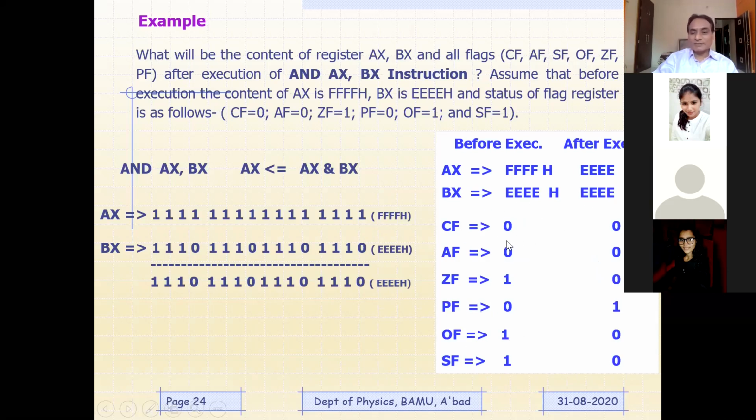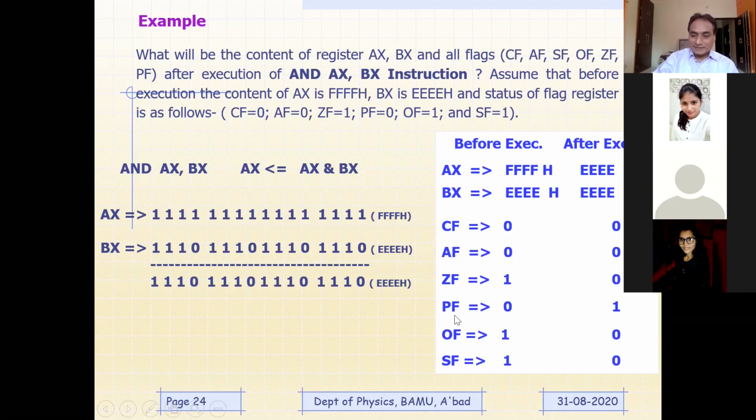Now, what about flags? All flags are going to be updated. So now let us see which flag is going to be updated. Before execution, CF was 0. Now have you seen an end around carry here? No. So it's going to be 0. Have you seen a carry here, an auxiliary carry? No. So AF is going to be 0. ZF, earlier it was 1, but the process result is non-zero. So since the process result is non-zero, ZF is going to be 0.